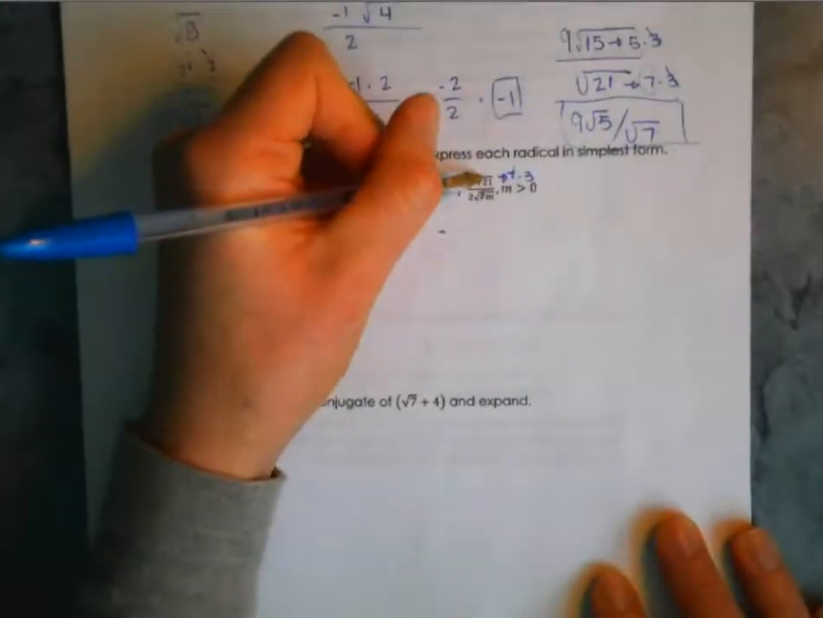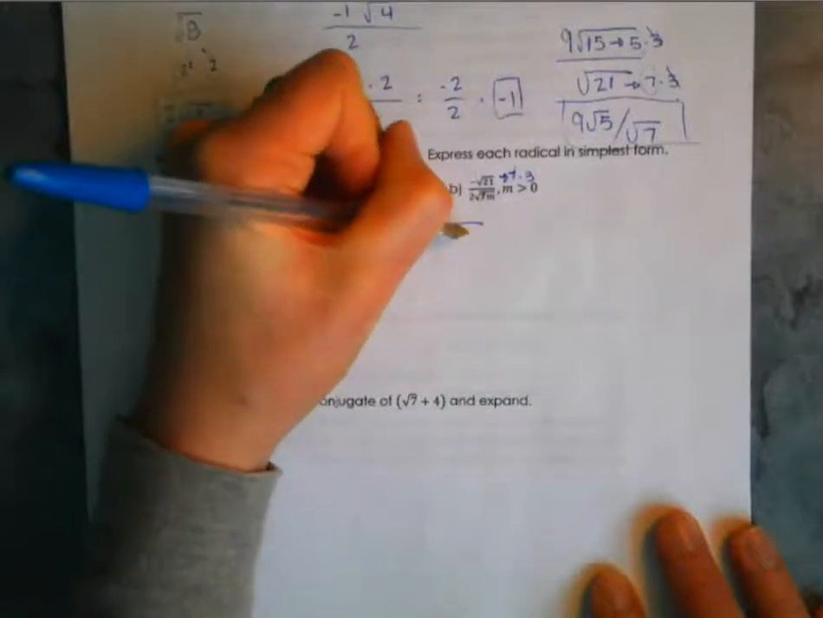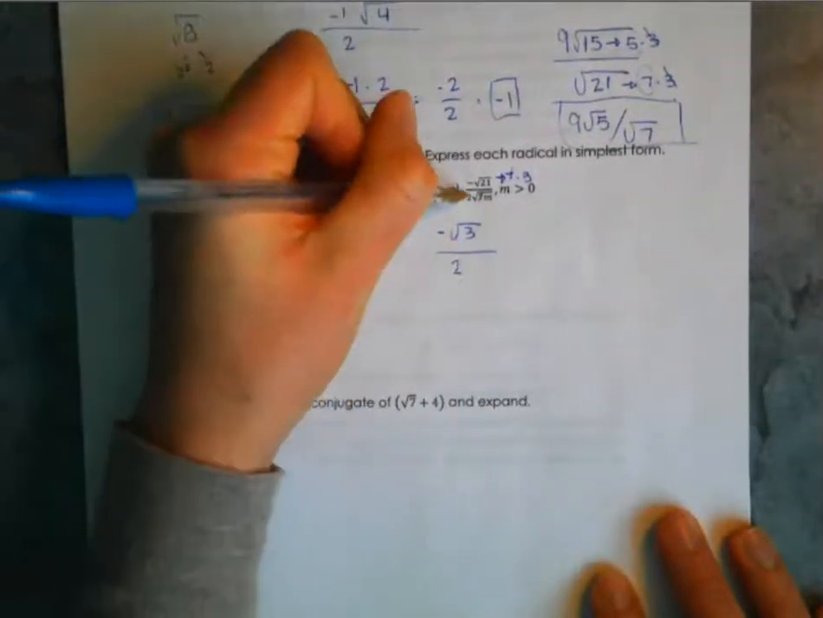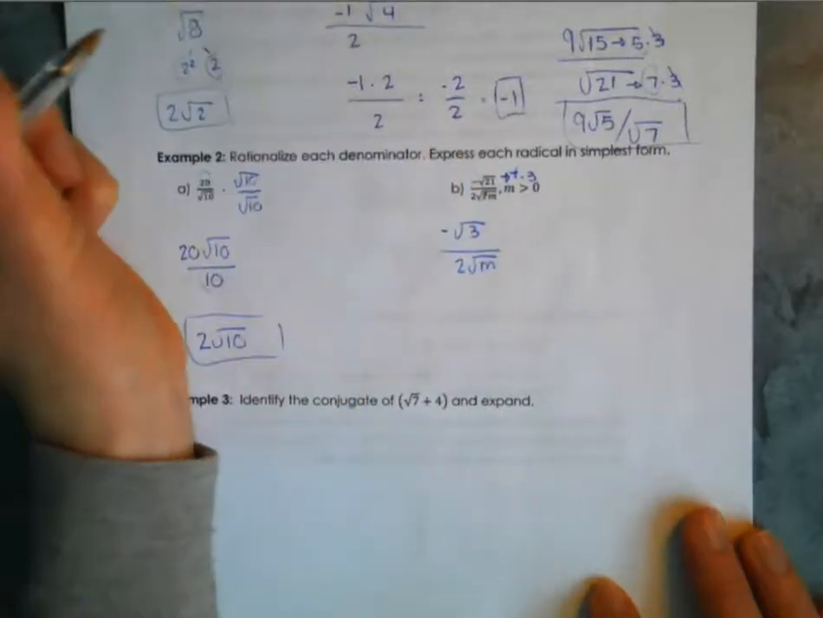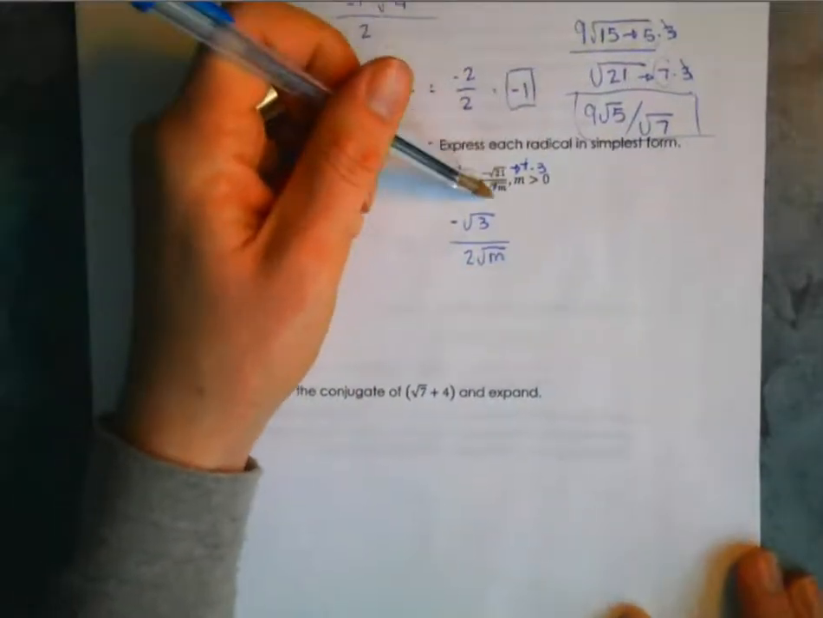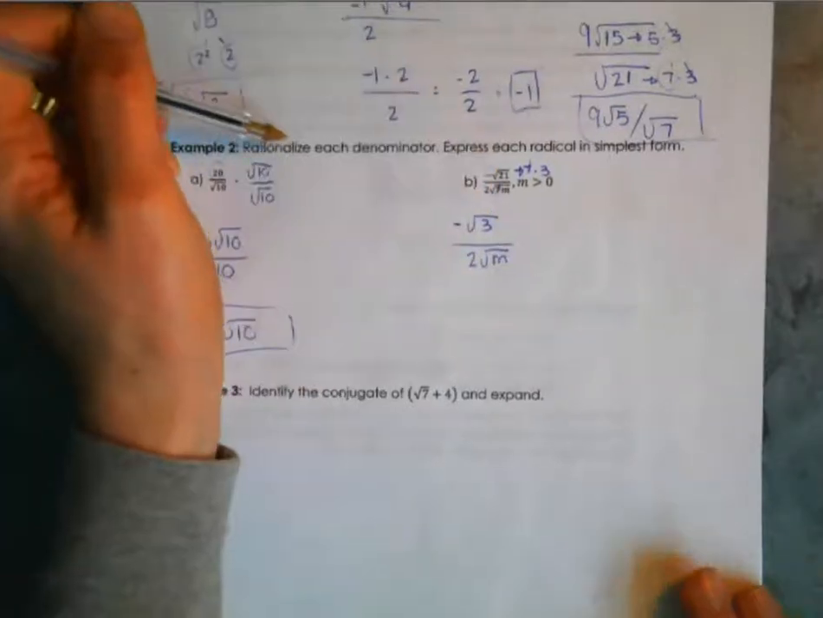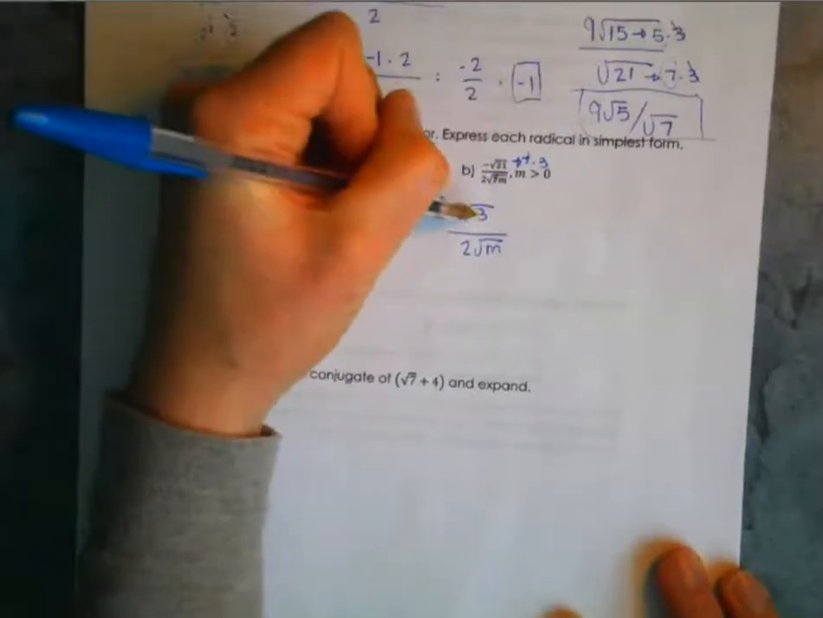Okay, and so then we're left with underneath this radical just the 3. So root 3 divided by, on the bottom we're going to have 2 root m. Okay, so it's nice if you can simplify first because now when you're multiplying through, in order to rationalize, it's going to be a simpler multiplication. Otherwise you would have to simplify at the end.